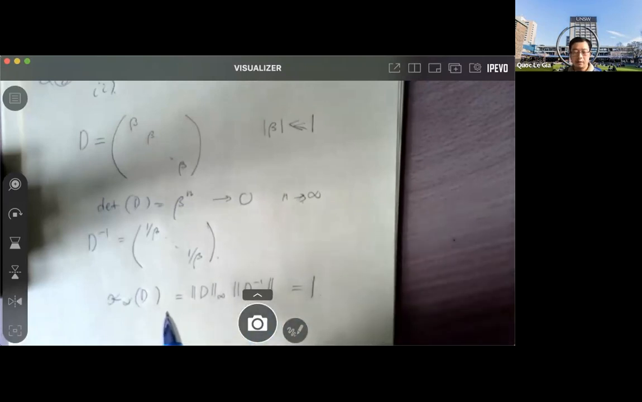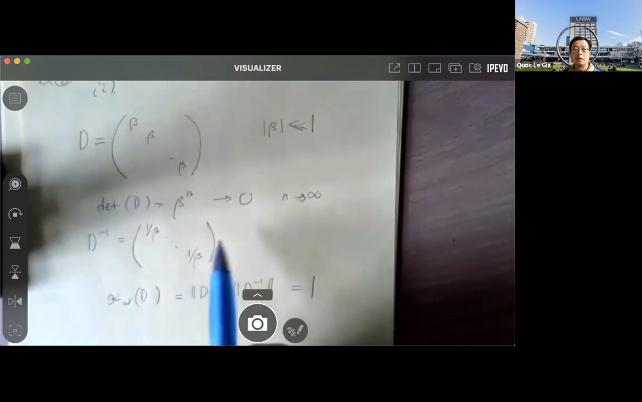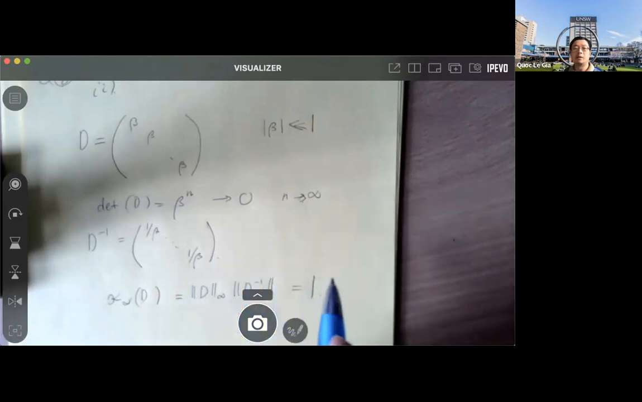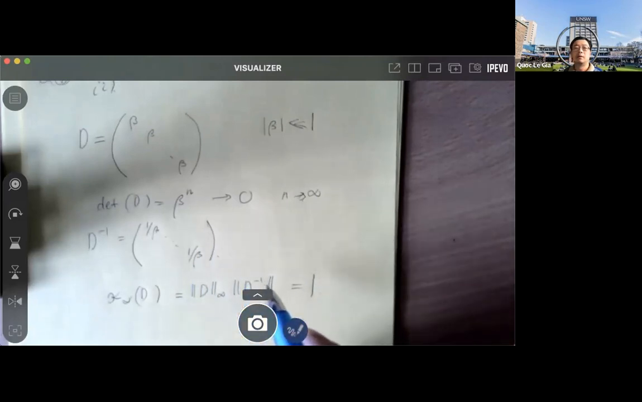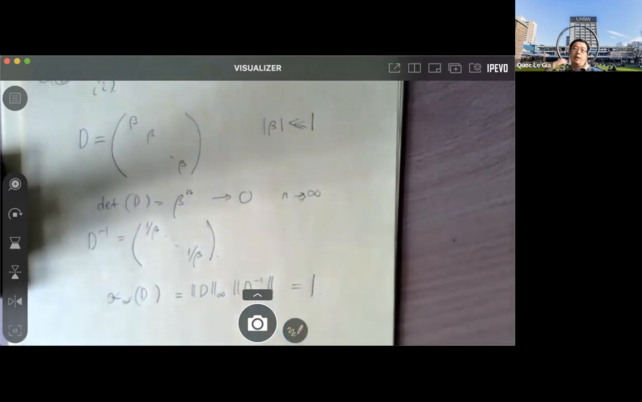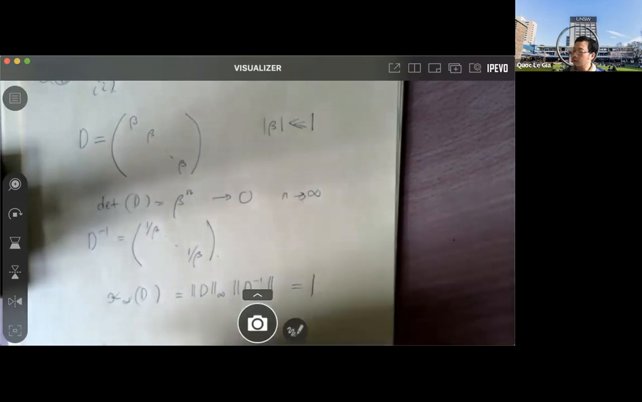So in some sense, the determinant going to 0 doesn't mean that it is a singular matrix. The determinant can get close to 0, but the matrix is still invertible. So you cannot say that the determinant being very small means that it's close to singularity. So the answer is no. We cannot use the determinant to measure the condition number of A.